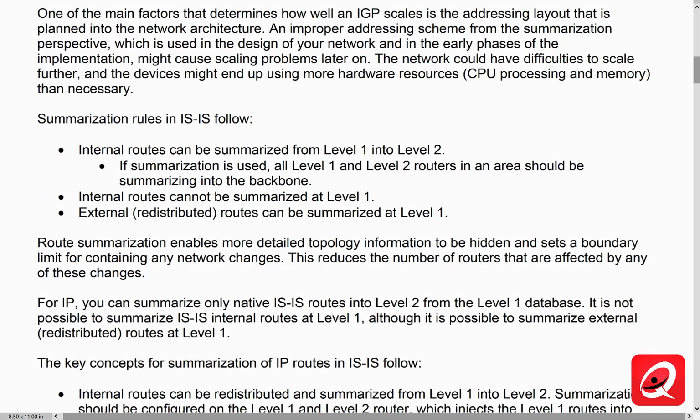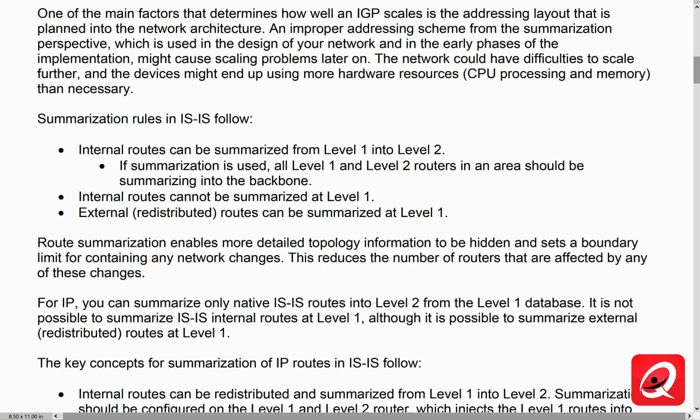All right. We understand what the benefit of route summarization is. It allows us to hide information, not necessarily hide it, but reduce the number of routes that we have in the link state database. It also reduces the potential that a topology change could cause routers to have to recalculate their database. All right. In IP, we can only summarize native ISIS routes into level 2 from a level 1 database.